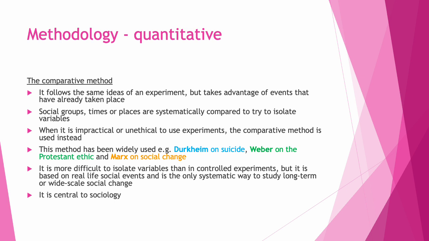The comparative method follows the same ideas of an experiment, but takes advantage of events that have already taken place. Social groups, times, or places are systematically compared to try to isolate variables. When it's impractical or unethical to use experiments, the comparative method is used instead. This method has been widely used by Durkheim on suicide, Weber on the Protestant work ethic, and Marx on social change. It's more difficult to isolate variables than in controlled experiments, but it's based on real-life social events and is the only systematic way to study long-term or wide-scale social change, which is central to sociology.